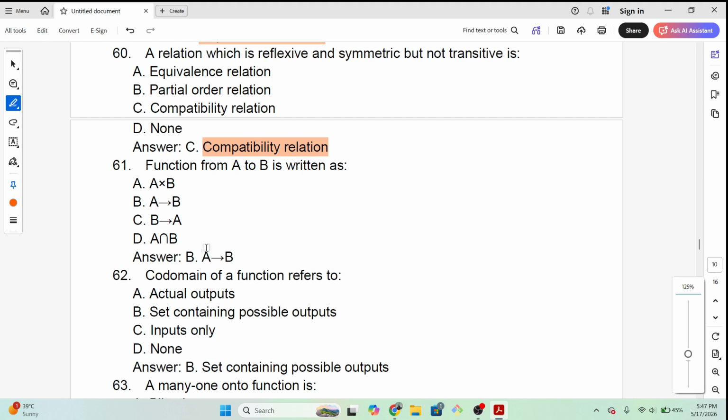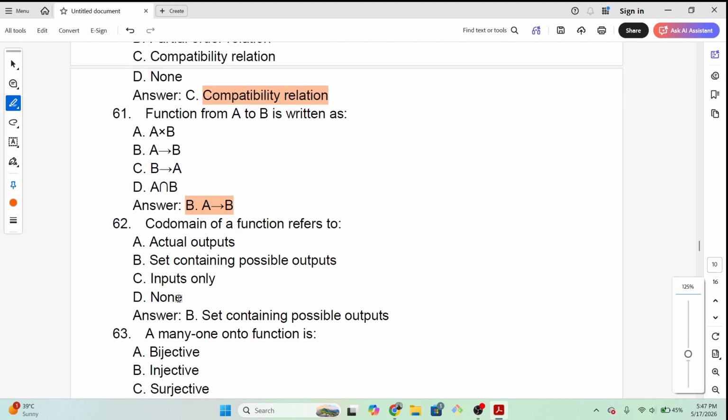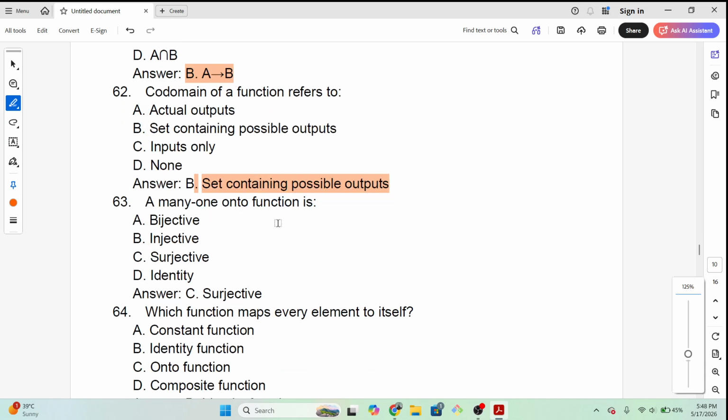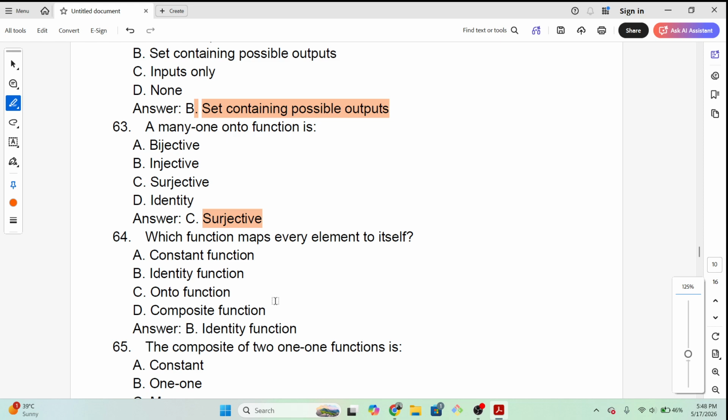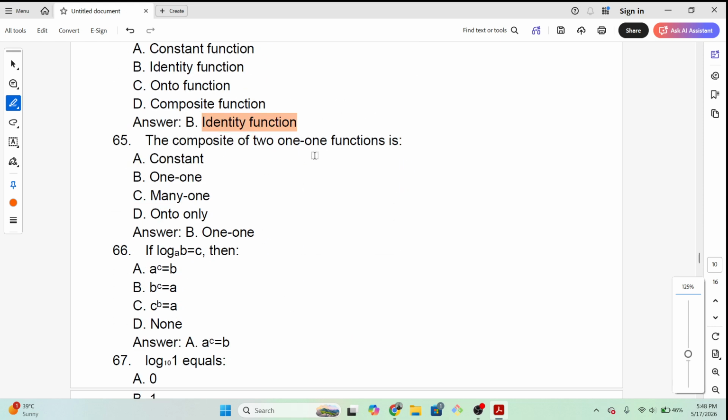A function from A to B is written as A tending to B. Codomain of a function refers to the set containing possible outputs. A many-one onto function is surjective. This function maps every element to itself, identity function. A composite of two one-one functions is one-one.